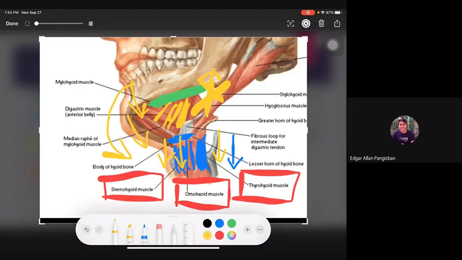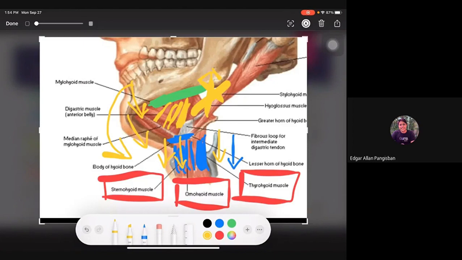Okay. Clear po yun? Maliwanag? Okay, so it's not always na ang contraction. So again, the mylohyoid, the action that it produces is not influenced by its own action, yung sarili niyang action. Okay, its depression, the action which is mandibular depression or jaw opening, is now dictated by other muscles.